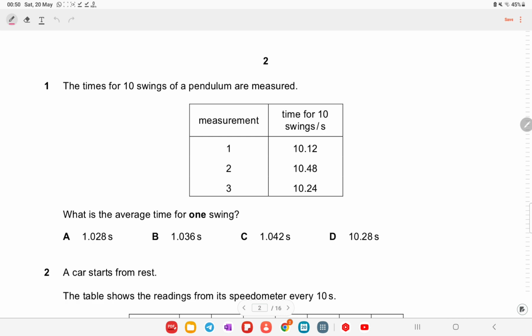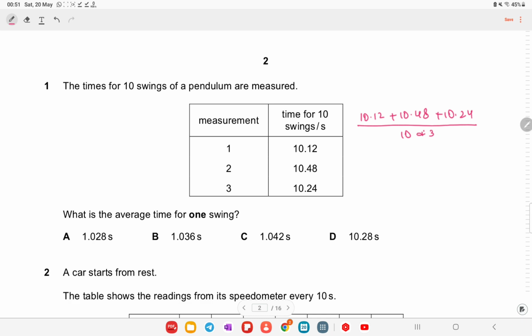The time for 10 swings of a pendulum is measured. What is the average time for one swing? So obviously what you are going to do is first of all 10.12 plus 10.48 plus 10.24, you divide this by 10 and 3 also.